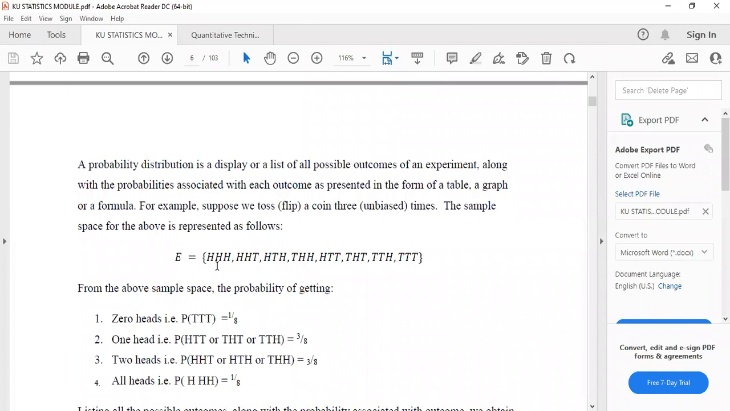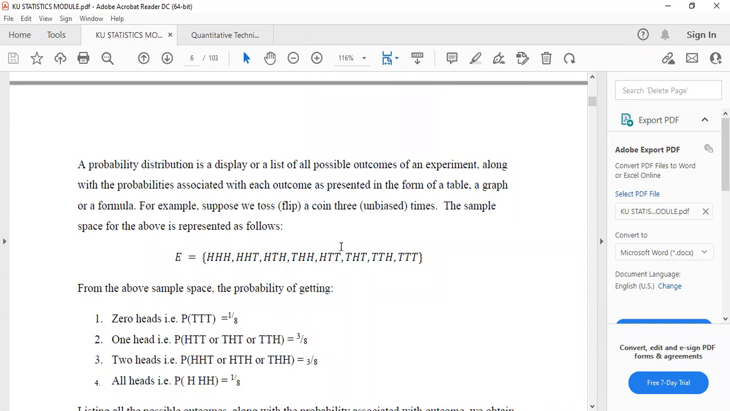So you are either going to get head, head, head. You can get a head, head, and a tail. You can get a head, a tail, and a head. You can get a tail, a head, and a head. You can get a head, a tail, tail, tail, head, tail, tail, tail, head, or tail, tail, tail.